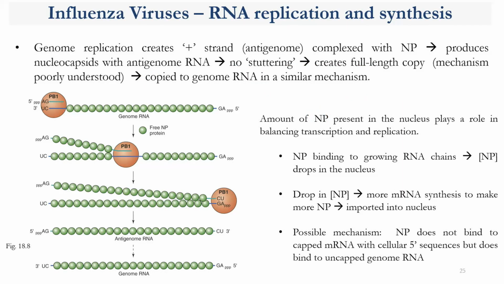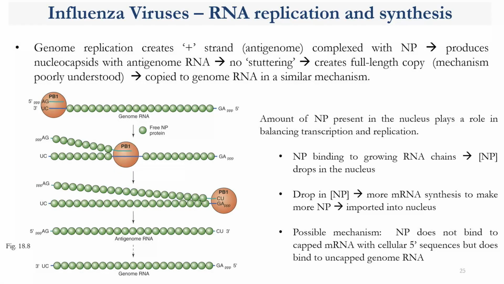So let's say here's your genomic RNA, okay, negative sense. You're going to use this as a primer, and you're going to make a copy. But as you're making the copy, the free NP that's present, it will start associating with the newly made copy, okay? So the amount of NP protein that's present in the nucleus actually controls what happens, either transcription or replication.